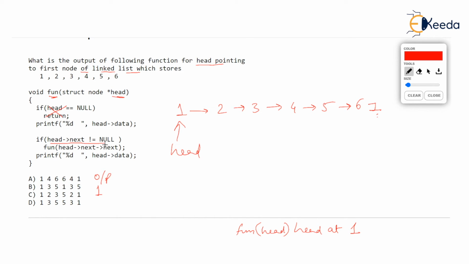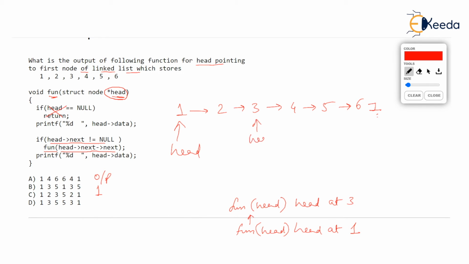So as head arrow next is not null, we are calling fun recursively. Look at what is passed: head arrow next, arrow next. That means the address of node 3 is passed. And that address of node 3 will get copied into the head pointer, isn't it? The parameter head now will receive the address of 3. So the recursive call becomes fun running with head pointing at node 3.